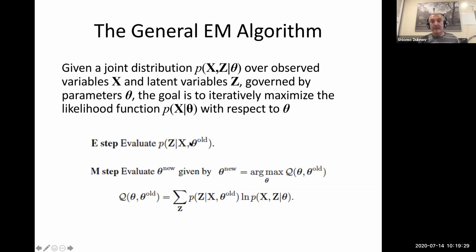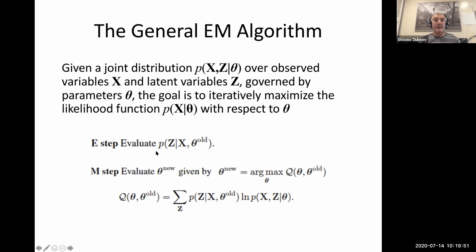But the logic is the following. We start with some initial model, and we'll keep updating this. So at first step, it's some kind of theta 0 initializing. With this setting and the way we define our model, we can now write the posterior distribution of z given x. Okay, this is the E step.